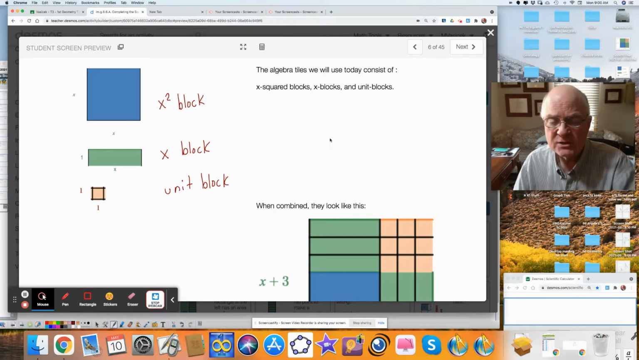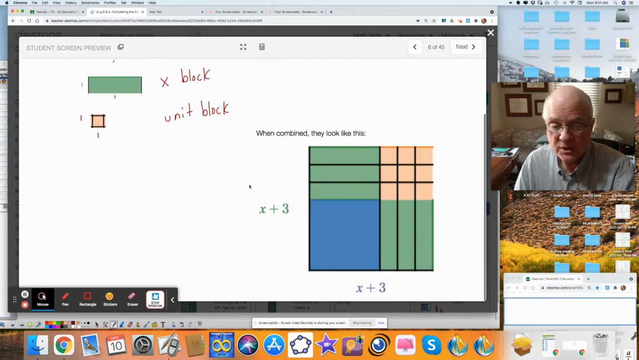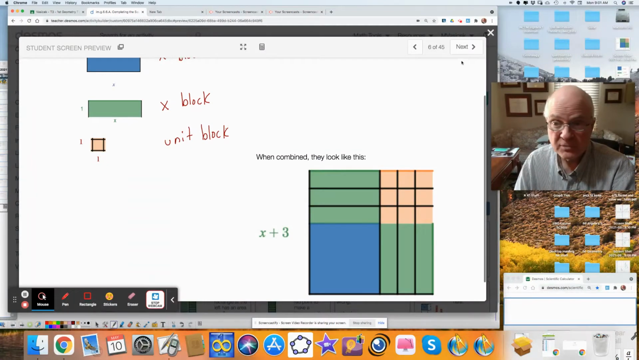Now, the algebra tiles that we're going to use for this lesson, we have an x squared block, which is this blue one, an x block, which is 1 times x, and then a unit block, which is 1. So when we combine it, it looks like this. We have x plus 3 times x plus 3. That's going to give me an x squared, 6 x blocks, and 9 unit blocks.